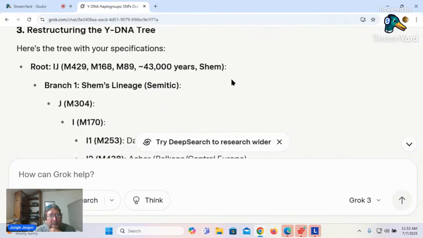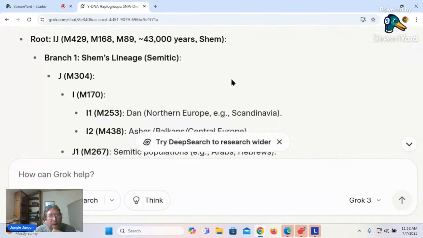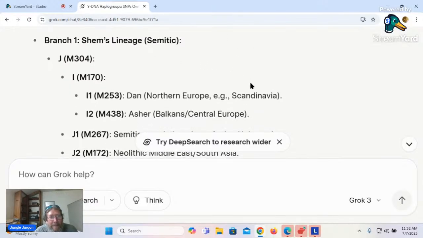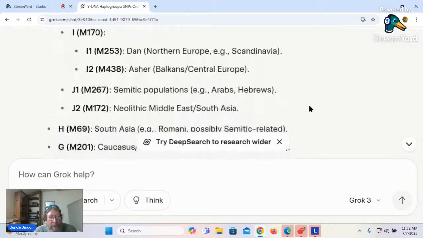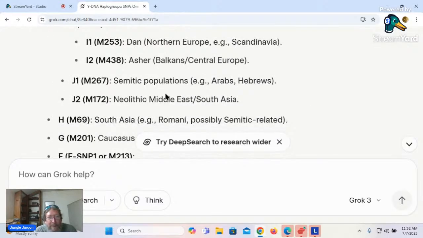See, restructuring the tree. Here we go. Now we're getting somewhere. So, restructure. The root is IJ with an M429, M168, M89. Forget the years. That's not relevant. Branch 1, Shem's lineage. J, I1, I2, J1, Semitic populations, Arab and Hebrews, of course. Well, of course it's Semitic.